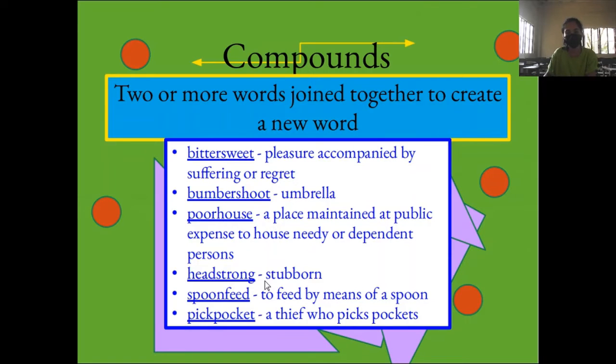Bumbershoot is the slang word for umbrella. Poorhouse: a place maintained at public expense to house needy or dependent persons. Headstrong: stubborn. So instead of saying stubborn to someone, you might say, you're such a headstrong. And spoon feed: to feed by means of a spoon. Pickpocket: a thief who picks pockets.